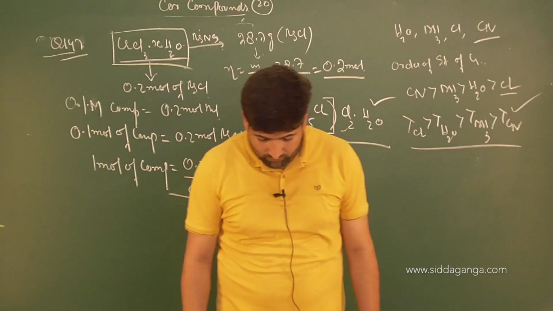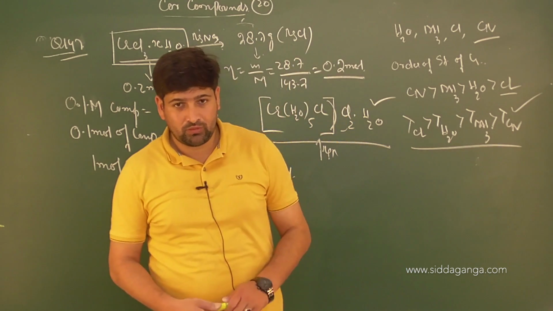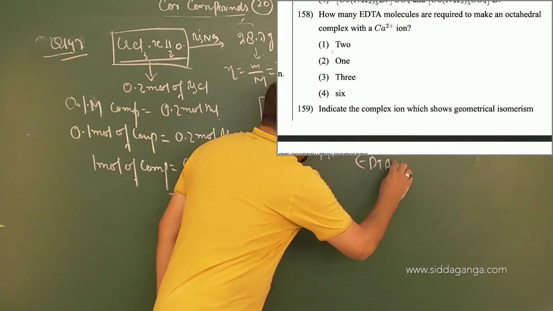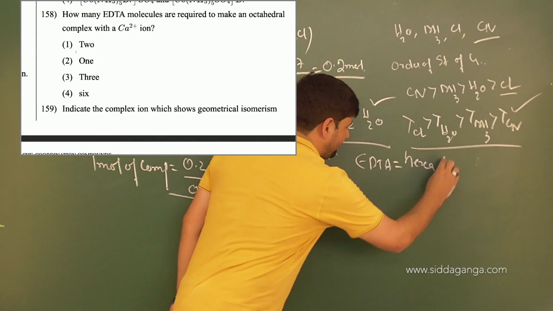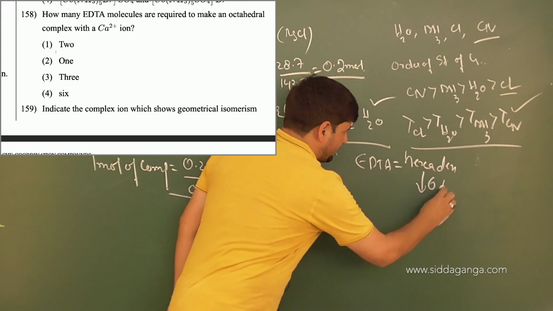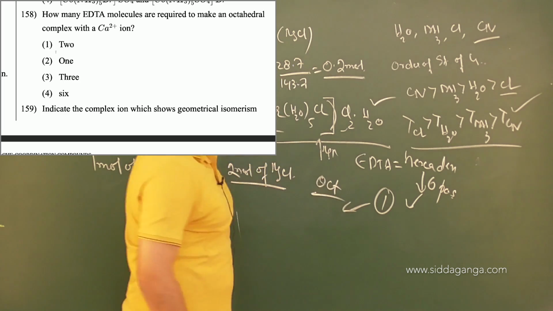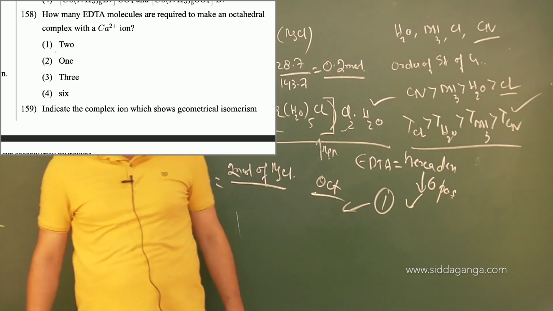Next question. 158. How many EDTA molecules are required to make an octahedral complex with calcium? Octahedral complex means how many ligands should be surrounding the central atom? 6. If 6 ligands have to surround the central metal atom, then the ligand positions should be 6 places. EDTA we already know is hexadentate. It can bind from how many positions? 6 positions. So only one molecule is required to make an octahedral complex. So the correct option will be option 1. Next question.